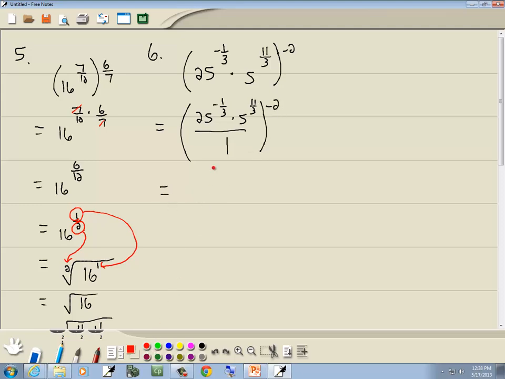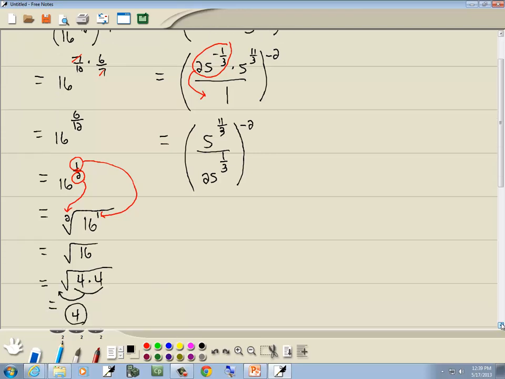Now we know to get rid of the negative exponent, we take the part with the negative exponent opposite of where it's at in a fraction. So the 25 to the negative 1/3, I'll take down to the denominator. And this becomes 5 to the 11/3 over 25 to the 1/3, all of it raised to the negative 2 power. Well, if this was 5 to a power and this was 5 to a power, it'd work out very, very nice in this problem. Well, that's easy enough.